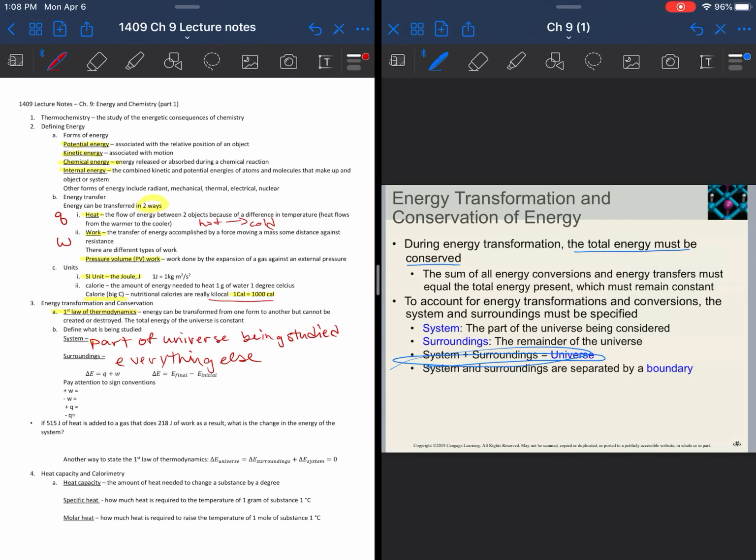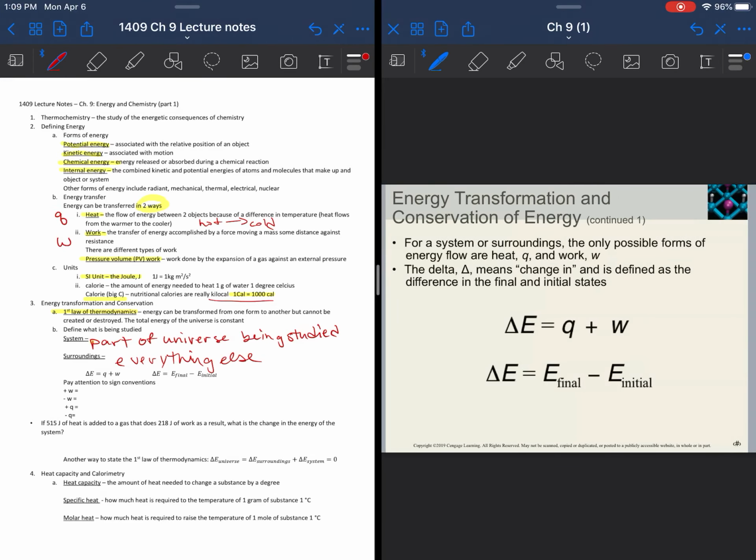In our case, it's often a flask or a balloon. Sometimes it's the piston of an engine. If we're looking at the Earth versus the solar system, right, then the system and the surroundings might be separated by the atmospheric layer, right? It depends on what you're studying, but it's important that the boundary is defined.